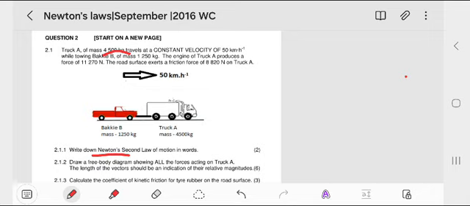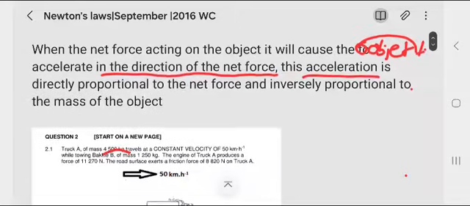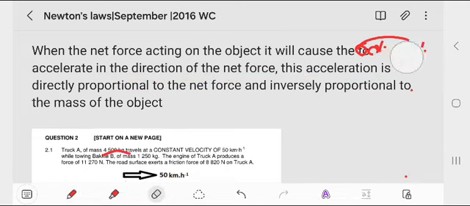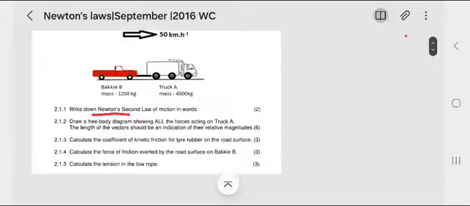Then 2.1 says write down Newton's second law of motion in words. You can say Newton's second law of motion: when a net force is applied on an object, it will cause the object to accelerate in the direction of the net force, and this acceleration is directly proportional to the net force and inversely proportional to the mass of the object.